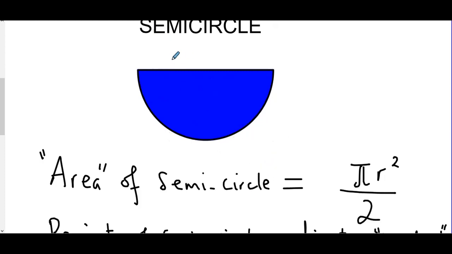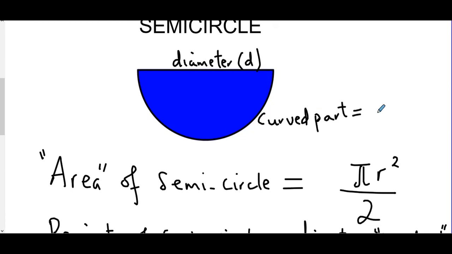Like I said, this part is the diameter, and in short it is d. And this part here is known as the curved part. But how do we find the curved part? The curved part is equal to the circumference of a circle, which is pi d, but go ahead and divide by 2, because this is not a full circle, this is half of a circle. So to find the curved part, simply take pi times diameter, and the answer you get, divide by 2. That is the curved part.